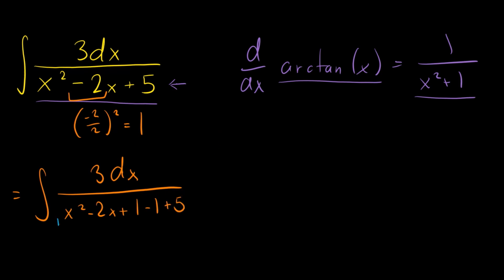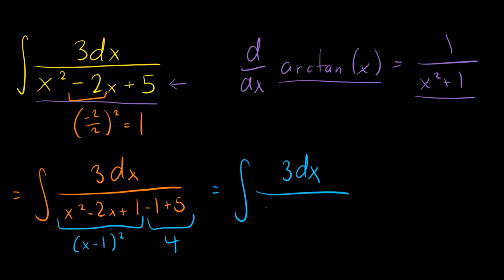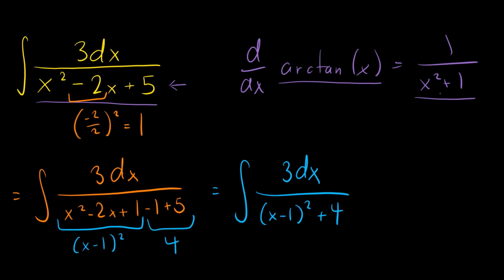So if we notice, this right here is just going to be x minus 1 squared. And this right here will just be a positive 4. So that means we can rewrite our integral as the integral of 3 dx divided by x minus 1 squared plus 4. Now we see that arctangent has something squared plus 1, whereas our integral has something squared plus 4. But that's a pretty simple fix.